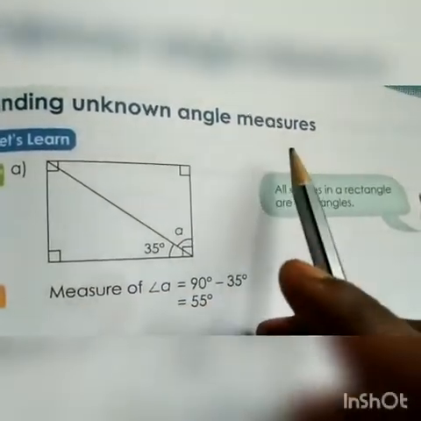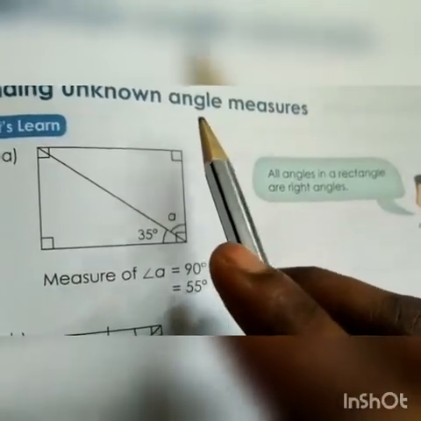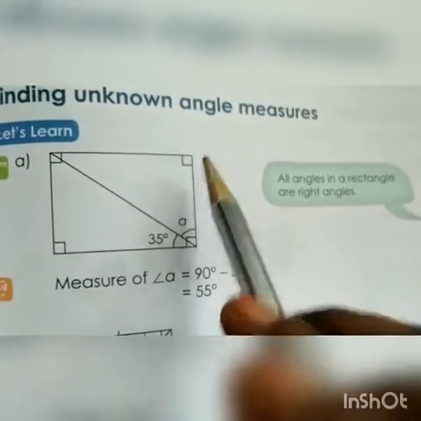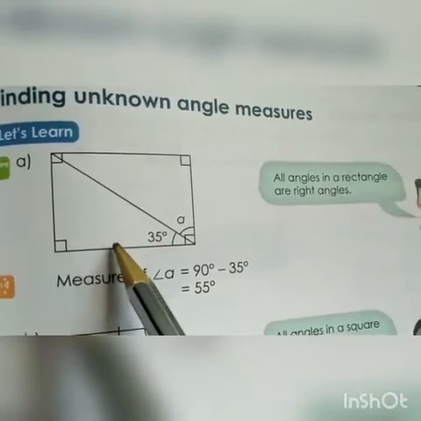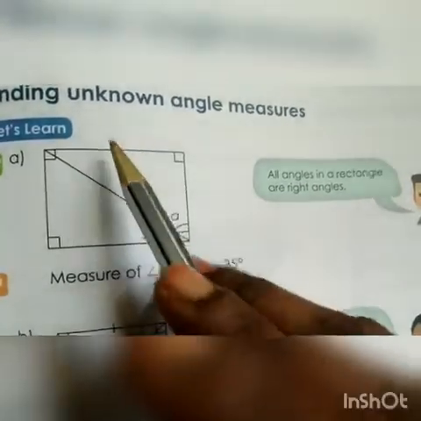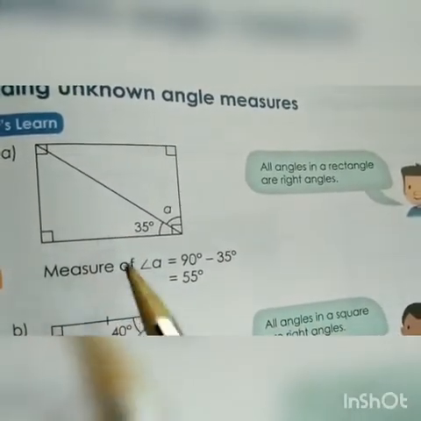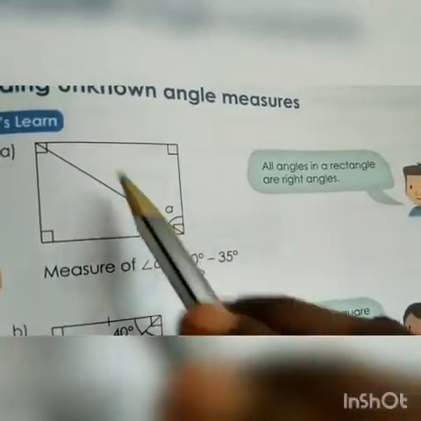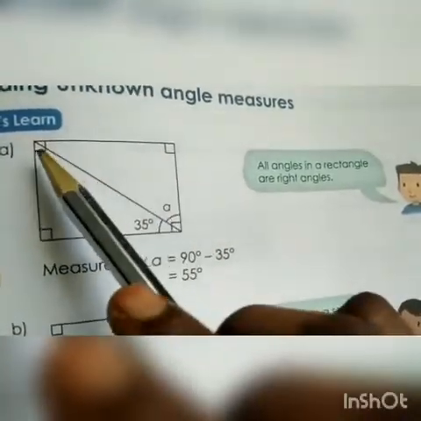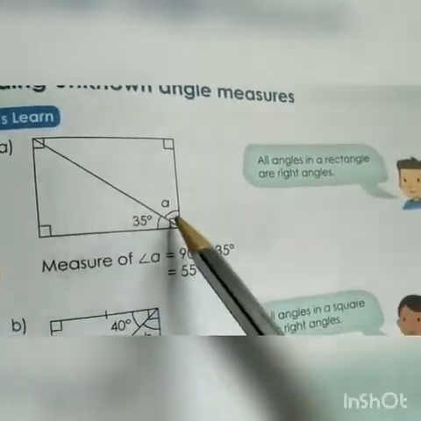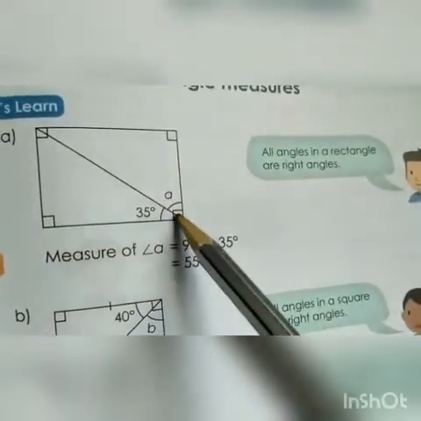Find unknown angle measures. Here what we are going to do is, if the angle is not given for any point, any corner, we have to find the angle for that shape. Okay. Look at this shape. What is the name of the shape? Rectangle, because two opposite sides are of equal length. So this is called a rectangle. In this rectangle, at the center, we have a line, which is called a diagonal line. Opposite corners are connected to each other. Then this line is called a diagonal.